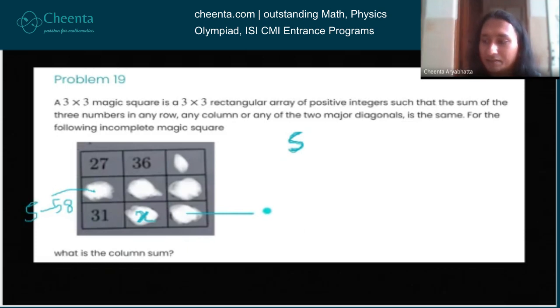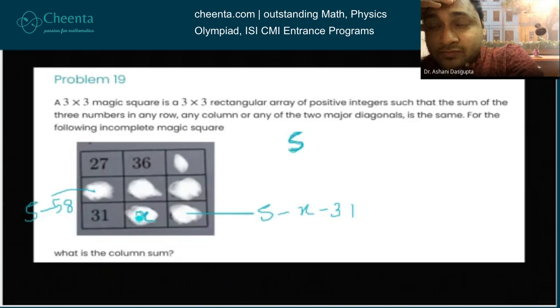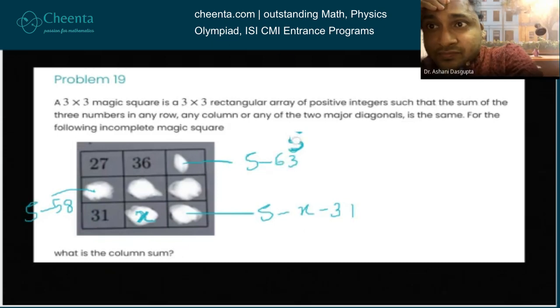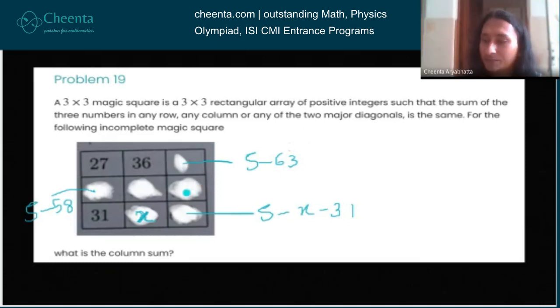This one here is S minus X minus 31. This one is S minus 63 for similar reasons. Now combining these two, this one turns out to be 94 plus X minus S. And the one in the middle is seen to be S minus X minus 36.